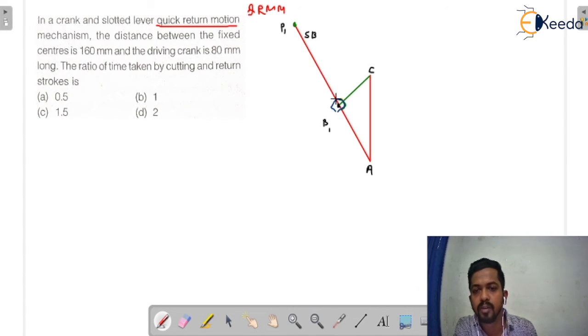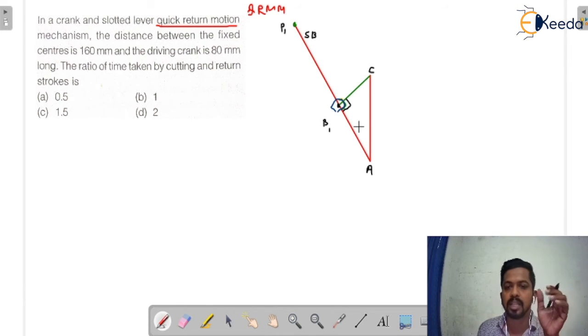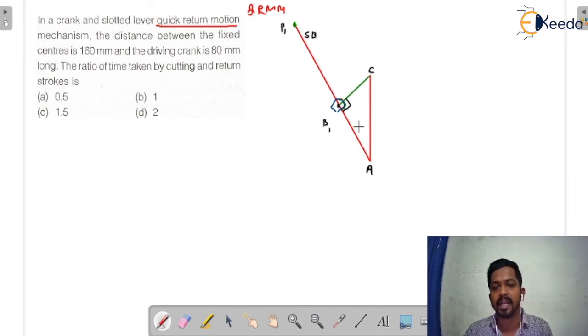Now we know that in the slotted bar mechanism, the crank is going to be rotated, and the slotted bar will move from P1 to P2. This is the extreme position. Why? Because at the extreme position the crank will make a 90-degree angle with the slotted bar. That is why I am saying you just have to use the extreme position only. It is easy to find the length of any link when you get a right angle triangle.